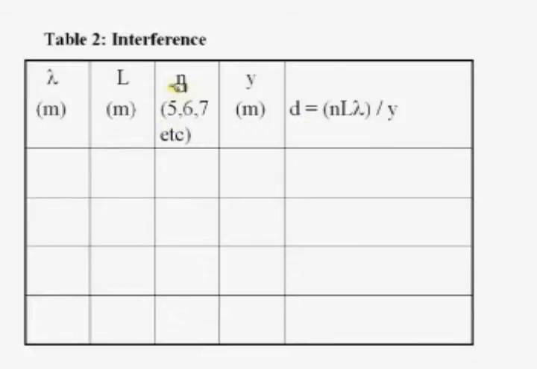Here, n is the number of the fringe, which is the 5th, 6th, 7th, 8th, whatever it is, L is the distance between the plate and the screen, lambda, of course, is the wavelength, and y is the distance of that nth fringe. So it's easy for us to calculate, and this experiment is fairly easy. We can perform it in the lab.